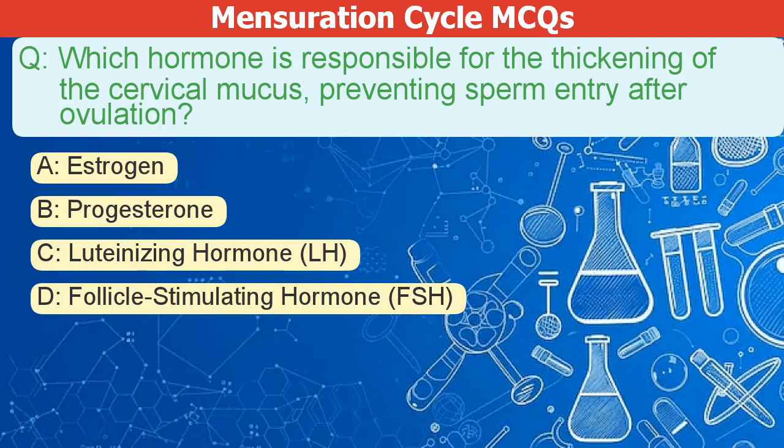Which hormone is responsible for the thickening of the cervical mucus, preventing sperm entry after ovulation? A. Estrogen. B. Progesterone. C. Luteinizing hormone, LH. D. Follicle stimulating hormone, FSH.